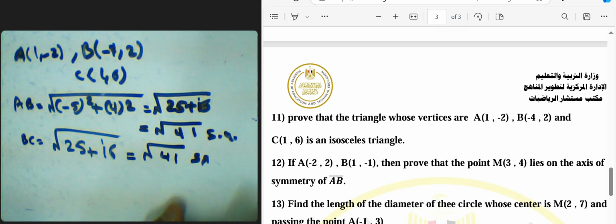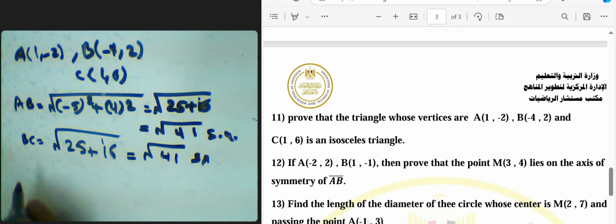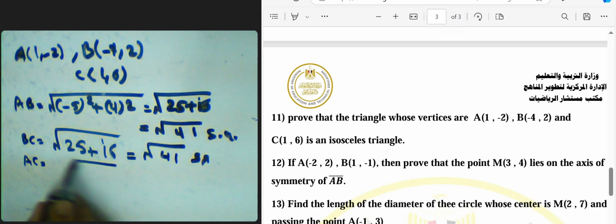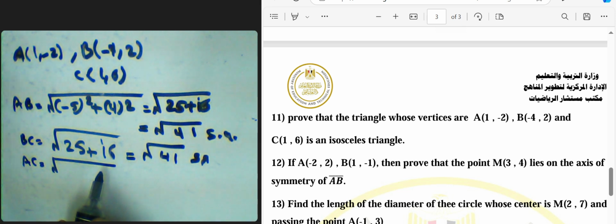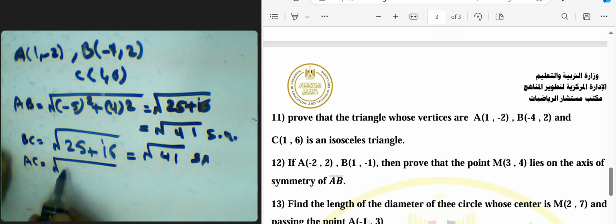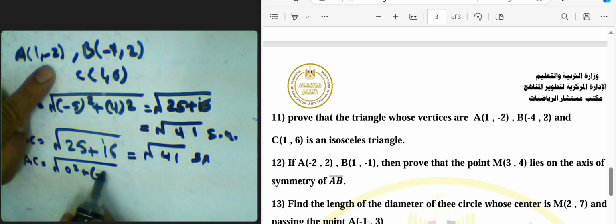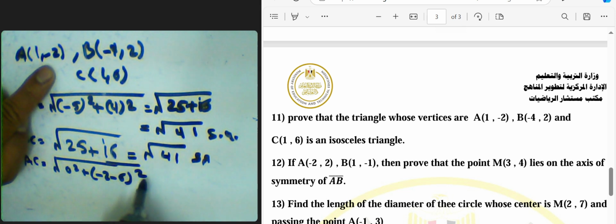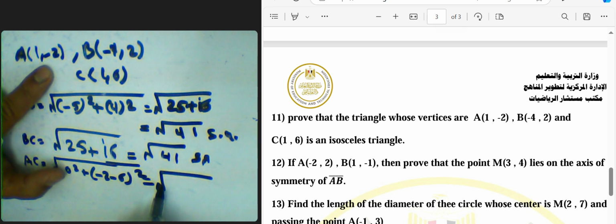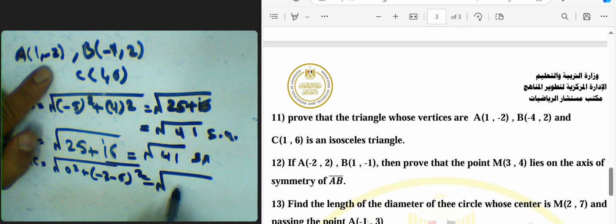The sum of any two sides must be greater than the third. We have this inequality in any triangle. If we add two sides together, then the result will be greater than the third. So you must find AC like this. By using the rule, we have A and C. We have 1 minus 1, it will be 0, power 2 to be 0. And negative 2 minus 6 will be negative 8 power 2 equals 64. Square root of 0 plus 64 equals 8.